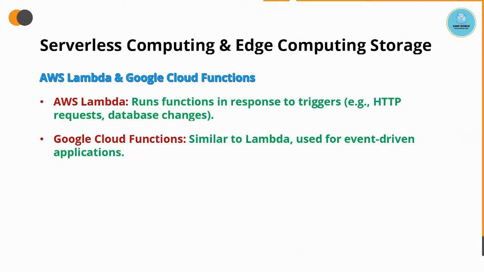AWS Lambda is an example. AWS Lambda is an event-driven serverless computing platform from Amazon Web Services. AWS Lambda runs functions in response to triggers, for example, an HTTP (Hypertext Transfer Protocol) request or database changes.